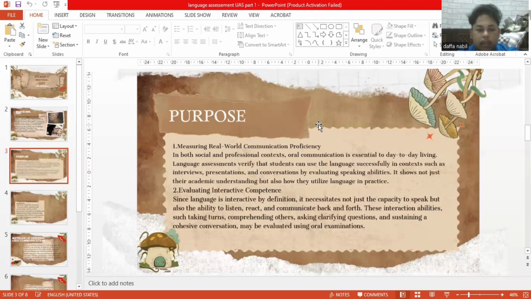in practice. Second purpose is evaluating interactive competence. Since language is interactive by definition, it necessitates not just the capacity to speak, but also the ability to listen, react, and communicate back and forth. These interaction abilities, such as taking turns, comprehending others, asking clarifying questions, and sustaining a cohesive conversation, may be evaluated using oral examination.